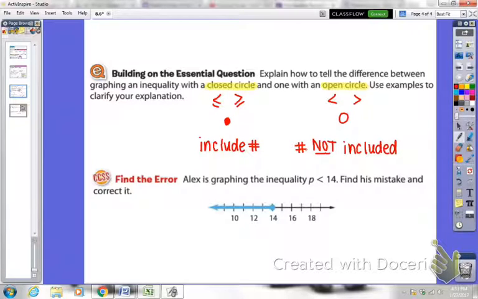And the last one, find the error. Alex is graphing an inequality P is smaller than 14. Okay, this mistake is this circle should be open on 14 because 14 is not less than 14. That is not true. So P can be anything smaller than 14, but 14 is my starting point. So it should be an open circle, still pointing to the left.